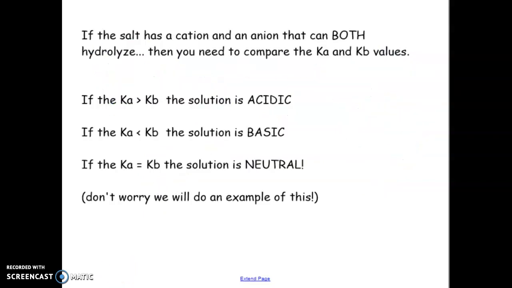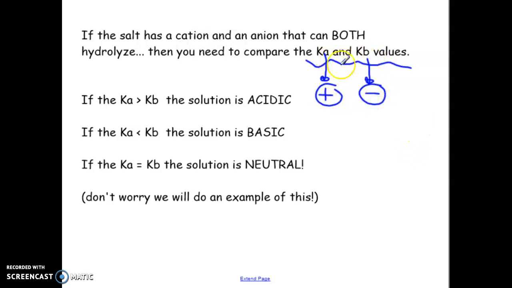Okay, you're probably wondering, what happens if you have both of them reacting? Maybe my cation and my anion are both hydrolyzing in water. What you would then have to do is compare the Ka and Kb values for those ions. So the Ka for your conjugate acid and your Kb for your conjugate base. Or, if you want to think of this as the Ka of your positive ion and the Kb for your negative ion.